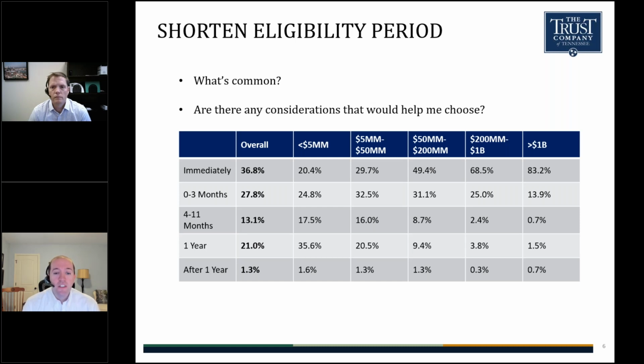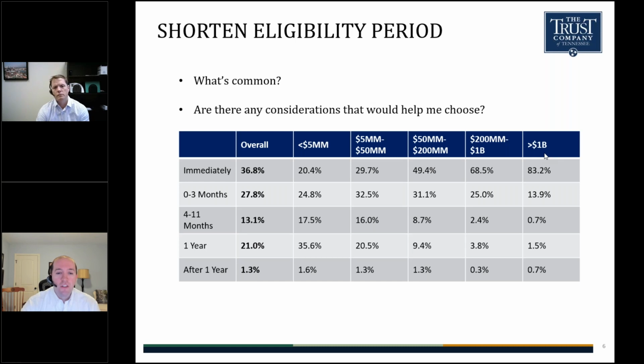As you look across plans nationally, the most common eligibility period is immediately. About 36% of plans do offer immediate eligibility, but that's definitely skewed by some of the larger plans. If you look over here on the right, those very, very large plans, more than $1 billion in assets, about 83% of them allow for immediate eligibility. If you're looking at smaller plans, those for small businesses, probably the most common eligibility period is about 1 year.